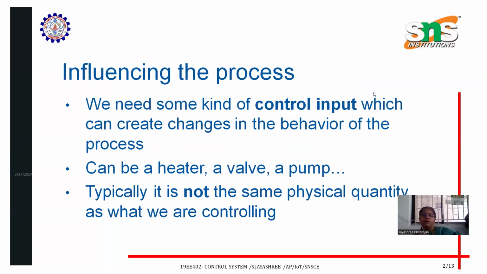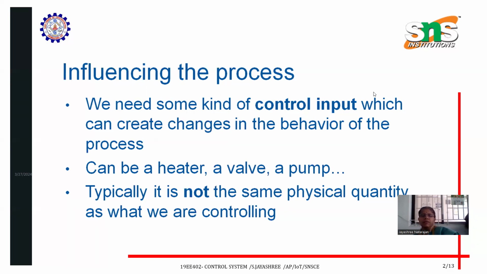Then influencing the process: how to change the actual temperature of the room to the desired temperature. So we have to influence the process. We need some kind of control input which can create changes in the behavior of the process. For example, in a room heater, we have to increase the temperature of the heater coil. If we increase the temperature of the heater coil, then the air through the coil gets heated, right? So that is control. Influencing the process can be a heater.